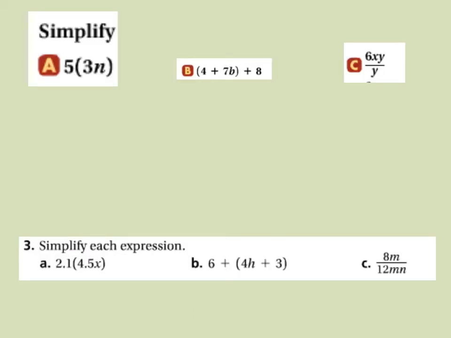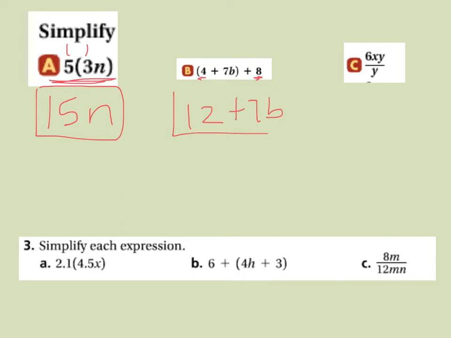So here I'm just simplifying. And like I said, you've already started doing this by yourself, but this is just using the properties. So if I'm going to simplify this first one, I can always multiply in any order and I'm still going to get the same answer. So I know that 5 and 3 are both whole numbers, so I'm going to multiply those together and get 15n. And that would be simplifying for that. When I have adding, again, it does not matter the order, and 4 and 8 are like terms. So I'm going to combine like terms to get 12 plus 7b, and that would be my final answer.